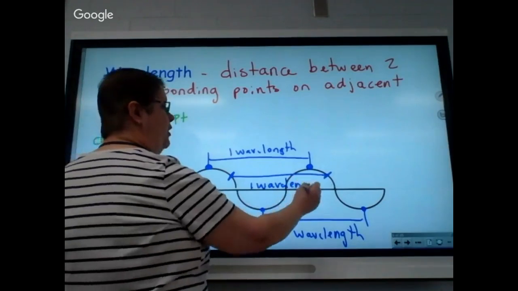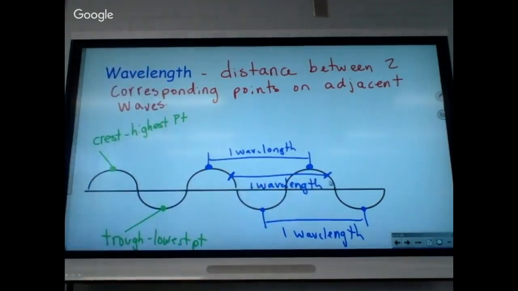You could not go from a crest to a trough, because a crest to a trough would not be a corresponding point. It has to be a crest to a crest or a trough to a trough. That's what I mean by corresponding points. It has to be the same point. Okay? Everybody with me on corresponding points? Okay?